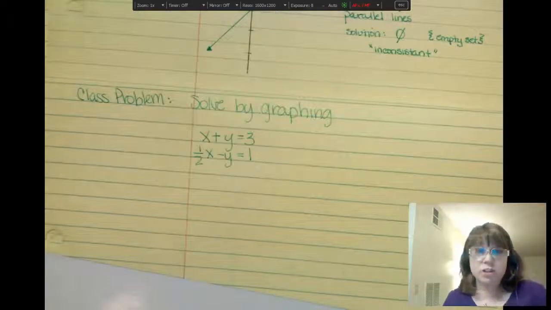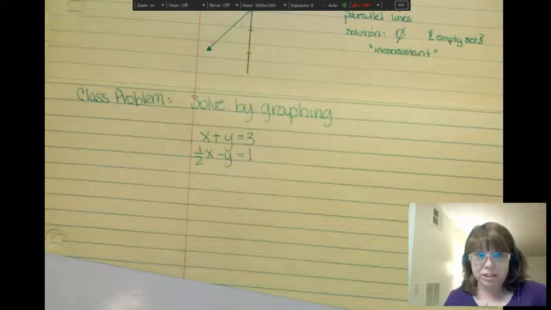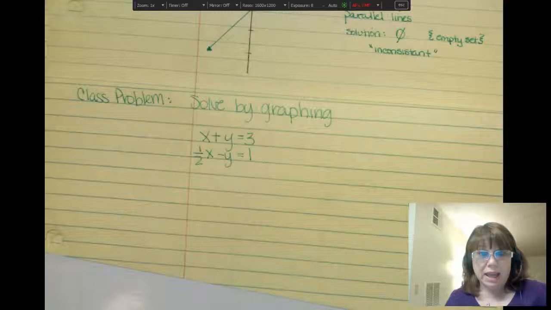Okay, now it's your turn. Go ahead and complete this class problem and bring it into class our next class session. Solve by graphing the following system of equations: x plus y equals 3 and 1/2 x minus y equals 1.